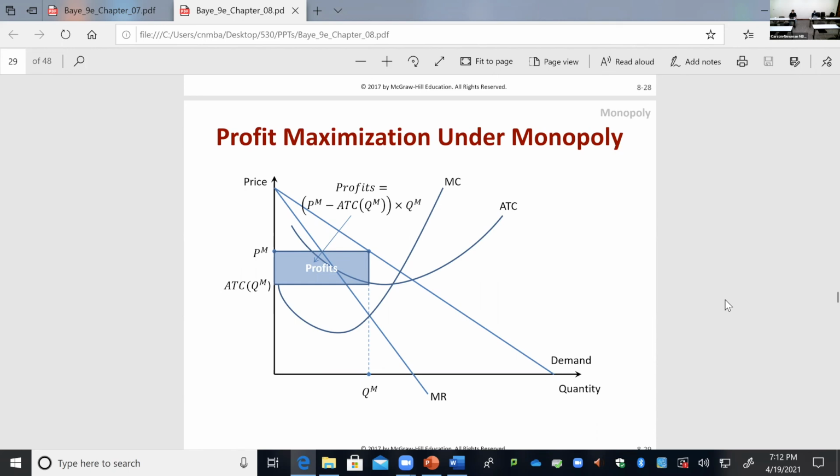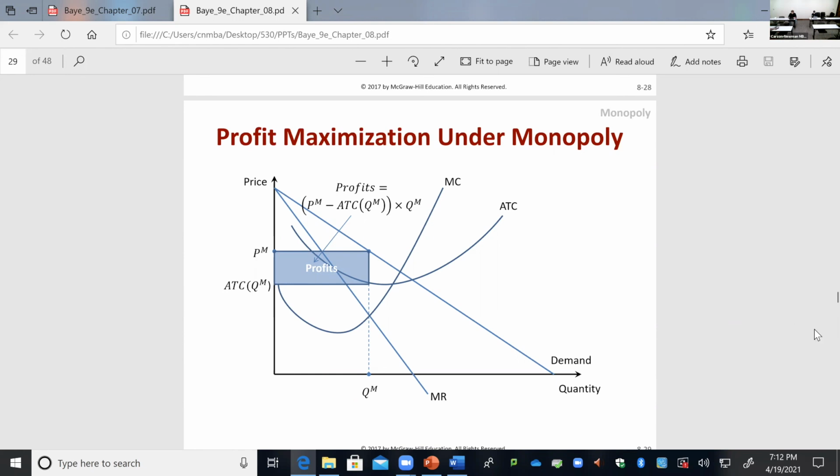Now remember, the next thing you have to do is find your average total cost at the profit maximizing quantity. What is your average total cost at that quantity? It is at this point. The difference is your profit. It's the difference between the larger rectangle, which is your total revenue, and the lower rectangle, which is your total cost. If you take the difference between total revenue and total cost, you end up with profits. So this blue rectangle is your profit.